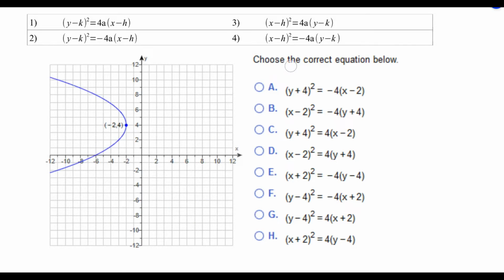In this example, we want to choose the correct equation that would match this graph. Before we do that, let's take a look at the four orientations.